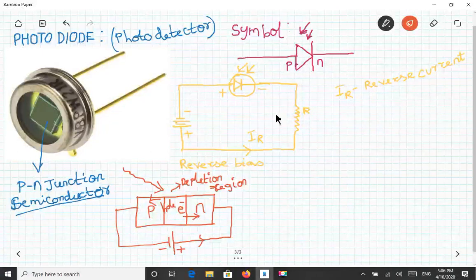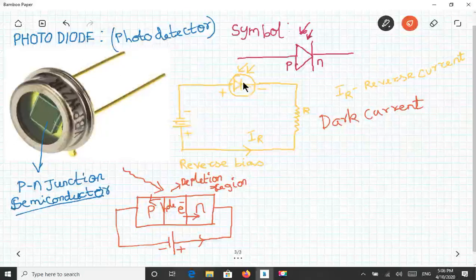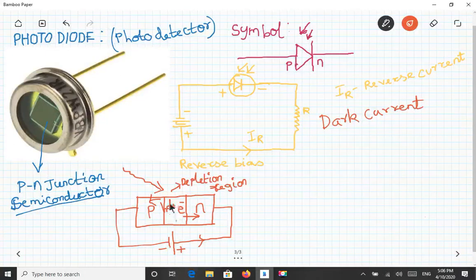Now this is a reverse biased circuit. If you do not reverse bias it, some current will automatically flow, which is known as dark current. I will explain what this dark current is, though it is not of so much importance. The dark current is what flows if you are not supplying any amount of energy: due to the thermal energy, this pair will be generated.